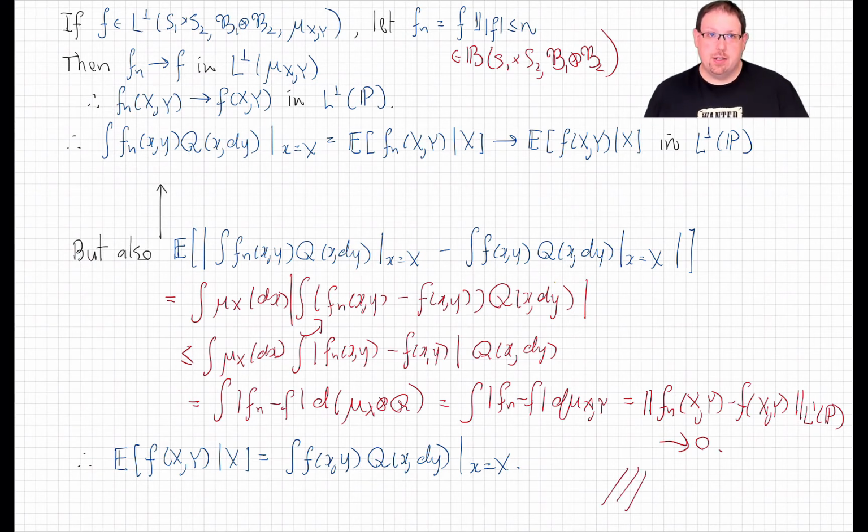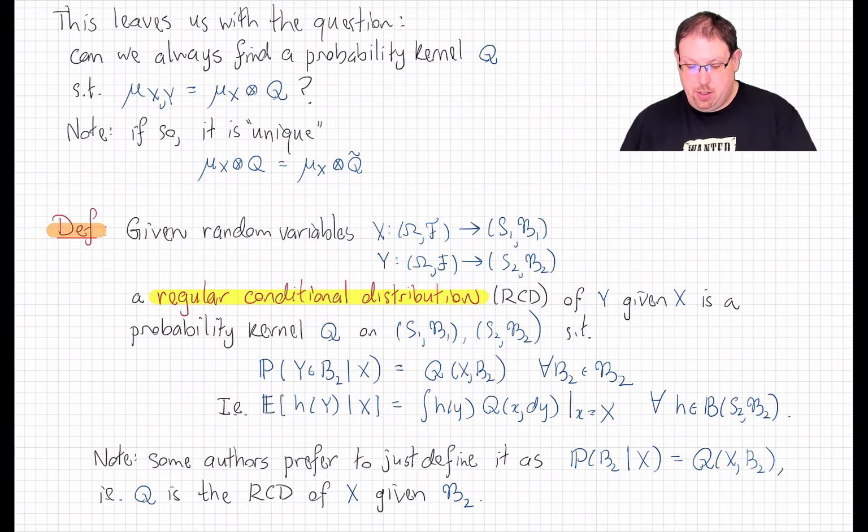So that's what we'd like to do, just like we showed in the case that there's a joint density for our two random variables, where we can then write down a formula for the conditional density. If we can find this Q, if we can divide out the joint law by the marginal law of x and get a probability kernel, that probability kernel will allow us to describe the conditional expectation in exactly this way. So the question is, can we do that? Can we always find a probability kernel so that mu x factors through mu xy with a q?